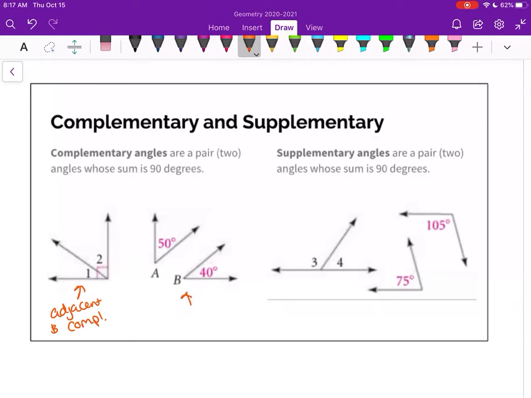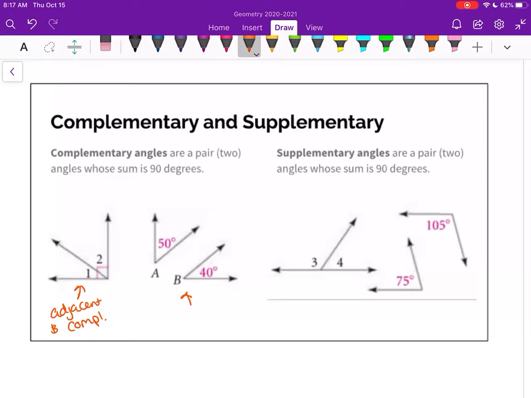So these are adjacent and complementary. Okay, and over here I have 2 separate angles. They are not adjacent. They're completely not touching each other, but I have their measures, so I can tell that they're complementary because 40 plus 50 is going to be that 90 degrees I'm looking for. Okay, and same thing with supplementary.